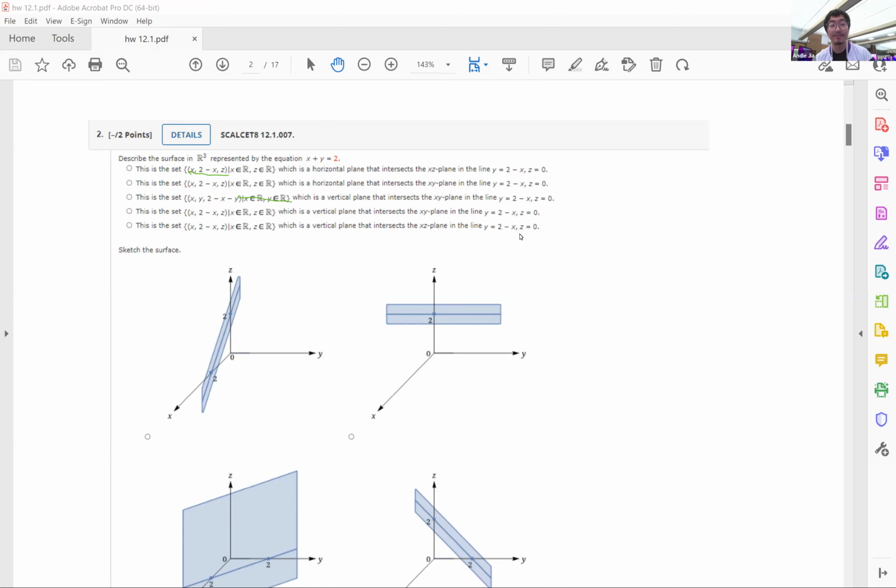So let's get started with this homework from WebAssign for section 12.1.